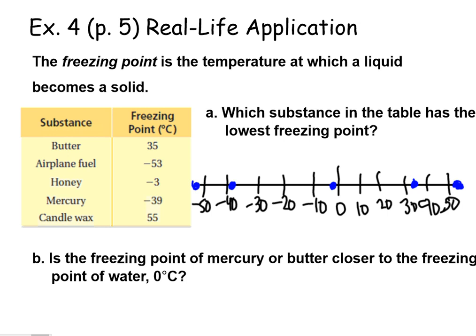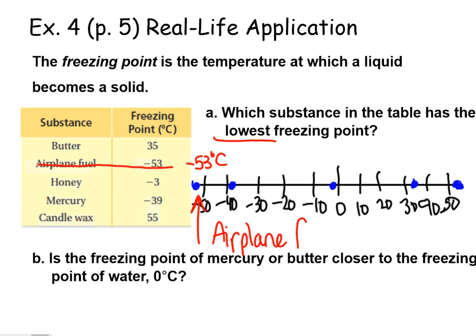So now that I've graphed them, to find the lowest freezing point, I need to look as far left as our number line will go, which is this point here. This is negative 53 degrees Celsius. So therefore, airplane fuel has the lowest freezing point. Airplane fuel freezes at negative 53 degrees Celsius.